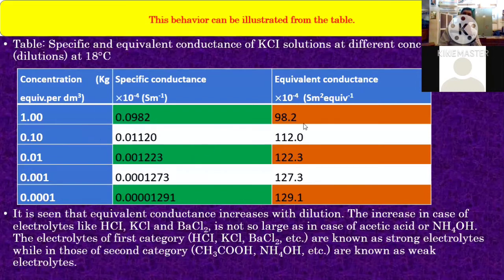Here, dilution increases. Then equivalent conductance increases. But when concentration decreases, specific conductance also decreases. But here, as dilution increases, the equivalent conductance also increases.